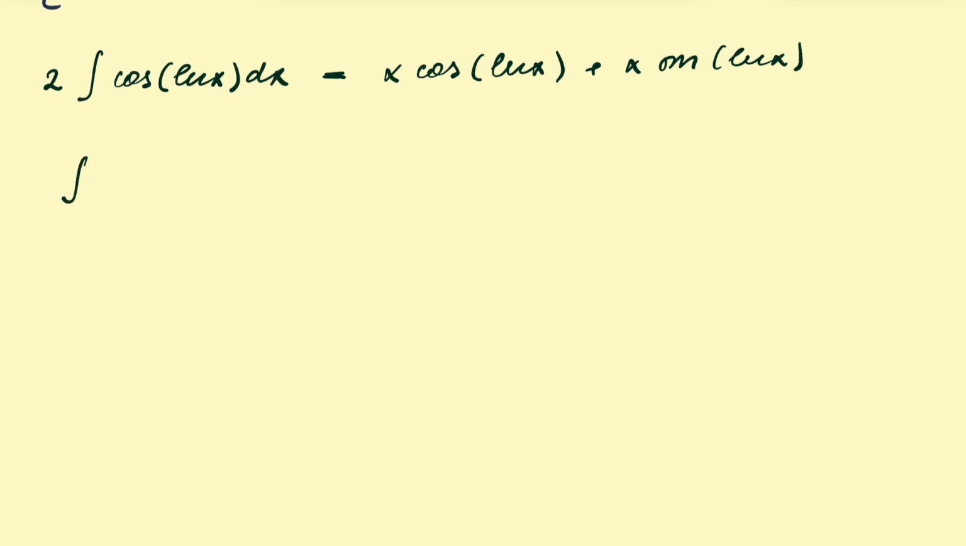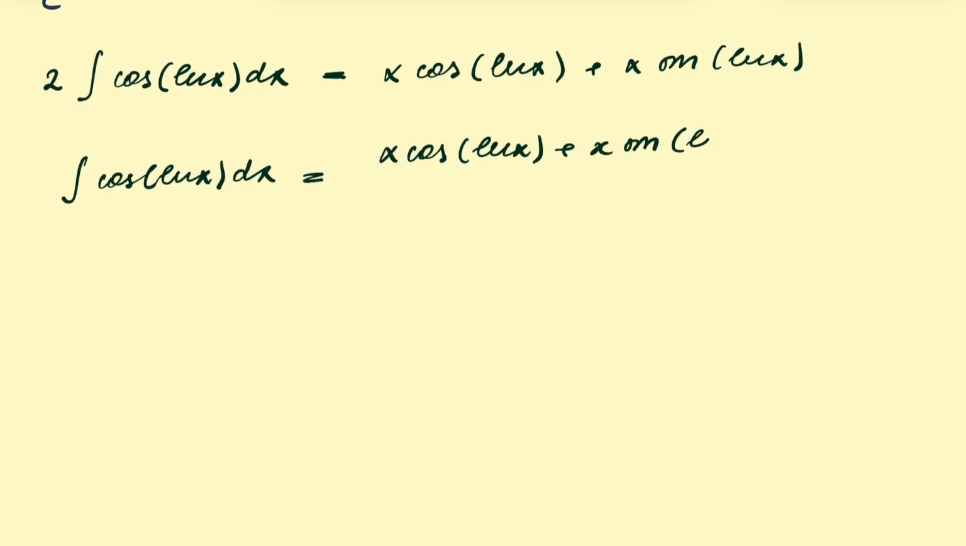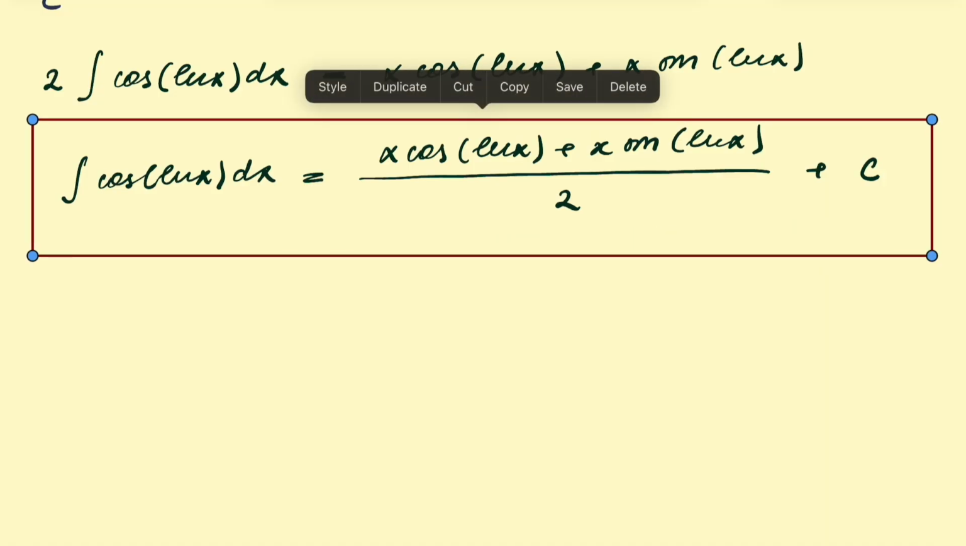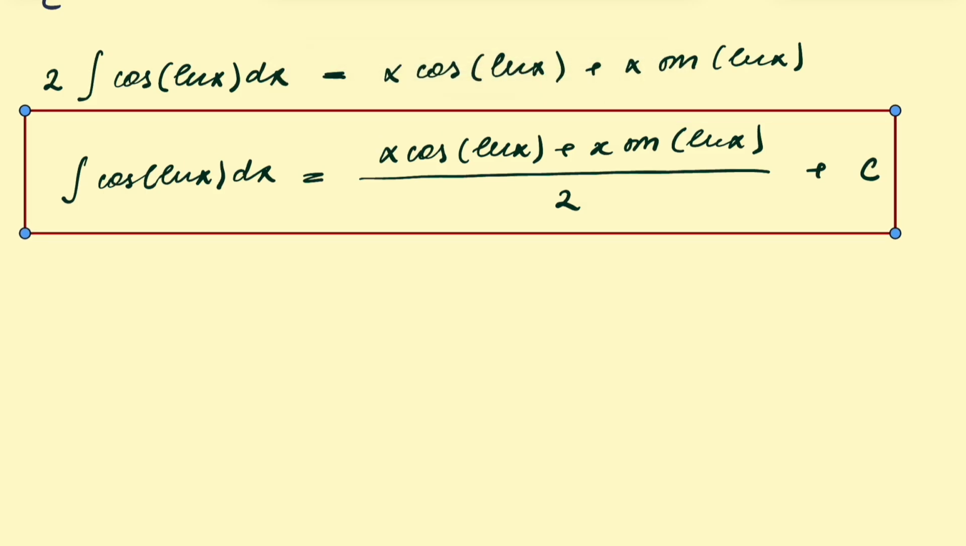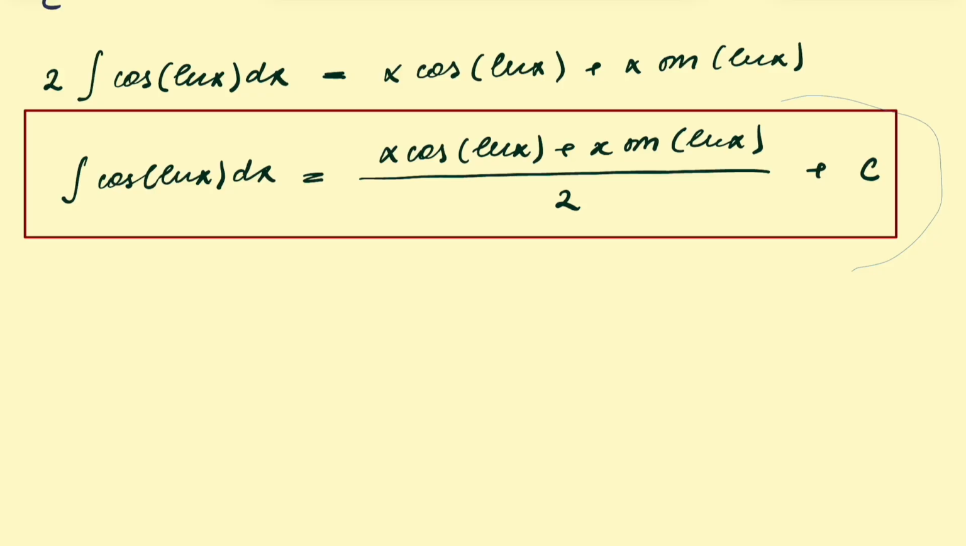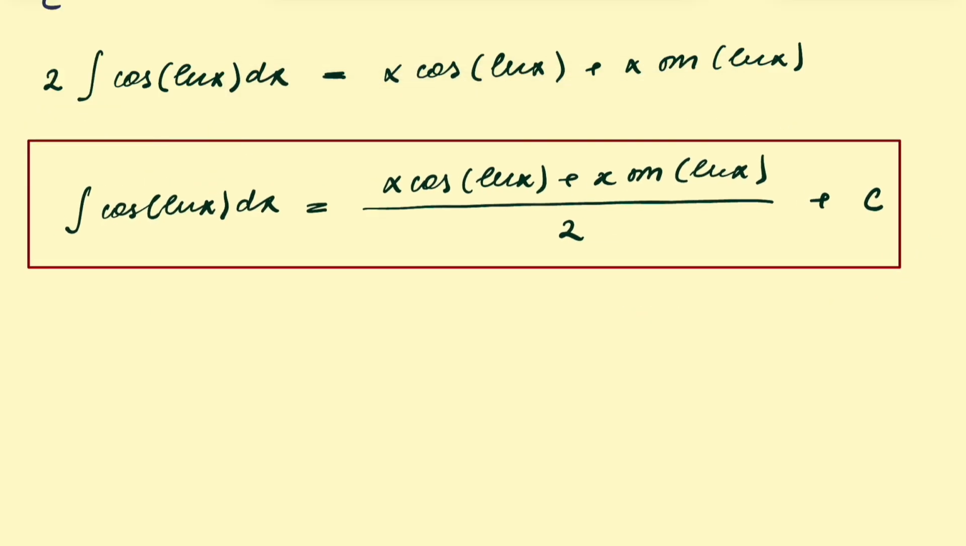So in the end, the integral of cosine of ln of x dx will be x times cosine of ln of x plus x times sine of ln of x, over 2, plus some constant c. It's important, we could add it here or wherever you want, but in the end it should be there. Alright, it's our final answer.